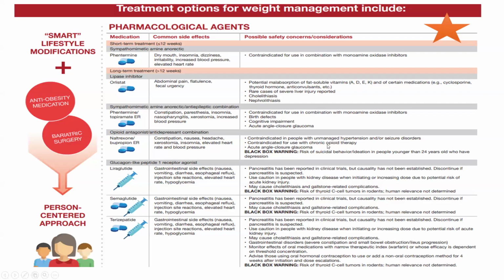naltrexone and bupropion. In terms of phentermine or topiramate, these are contraindicated for use in combination with monoamine oxidase inhibitors, with possible safety concerns of birth defects, cognitive impairment, and acute angle closure glaucoma. Orlistat, we already looked at the potential malabsorption which it can cause and the symptoms secondary to it. So it can cause malabsorption of the fat-soluble vitamins like A, D, E, and K, and of certain medications like cyclosporin, thyroid hormone, or anticonvulsants. So keep that in mind.